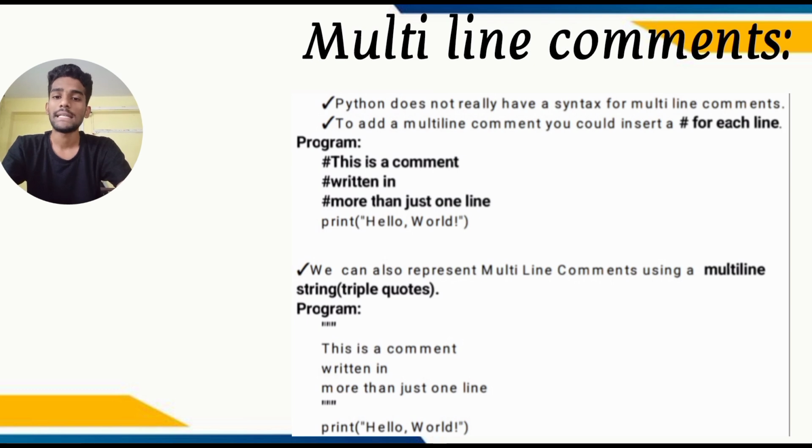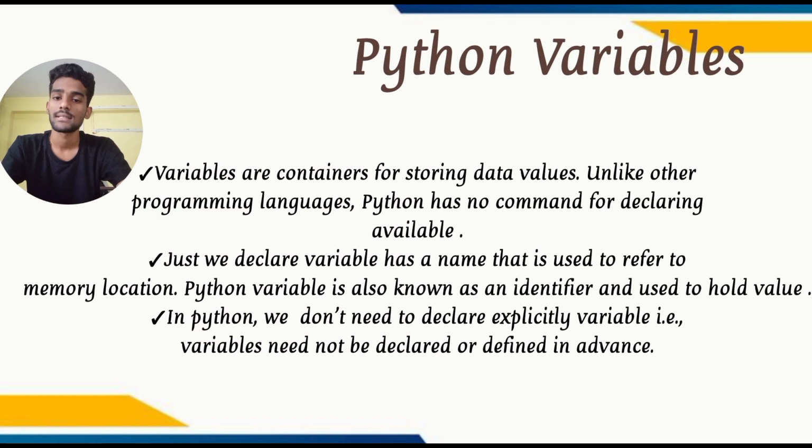We have multi-line comments also. Python does not really have a syntax for multi-line comments. To add a multi-line comment, you could insert a hashtag for each line, such as hashtag this is a comment, hashtag written in, hashtag more than just one line, print hello world. Instead of this, we can use triple quotes, such as triple quotes, this is a comment written in more than just one line, triple quotes closed. This is the multi-line comment.